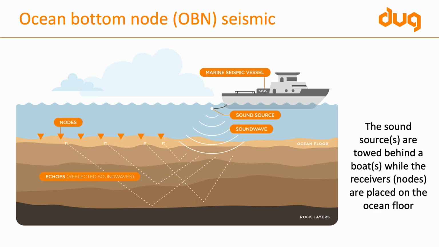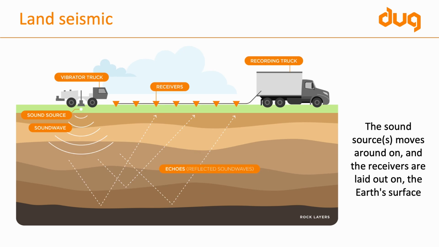Here is another cartoon depicting a different type of marine seismic acquisition, in this case ocean bottom node seismic. The big difference here is that the receivers are no longer towed behind the boat. They are stationary, being positioned on the ocean floor. Our last cartoon depicts land seismic acquisition.